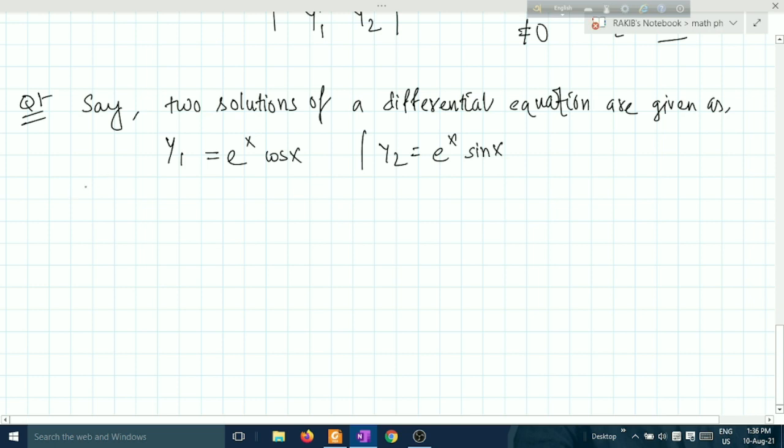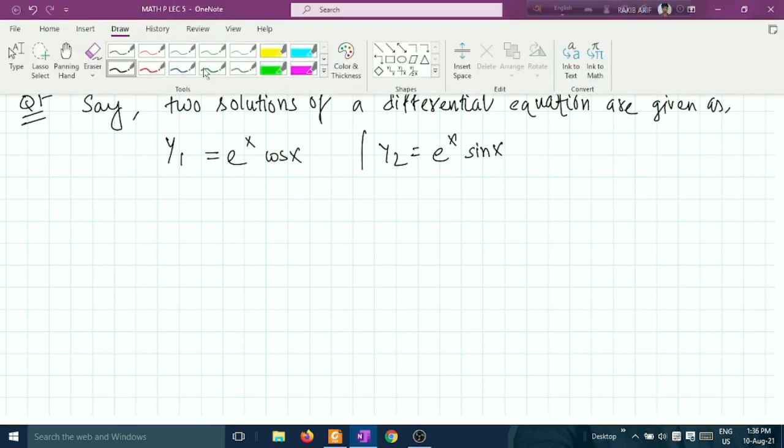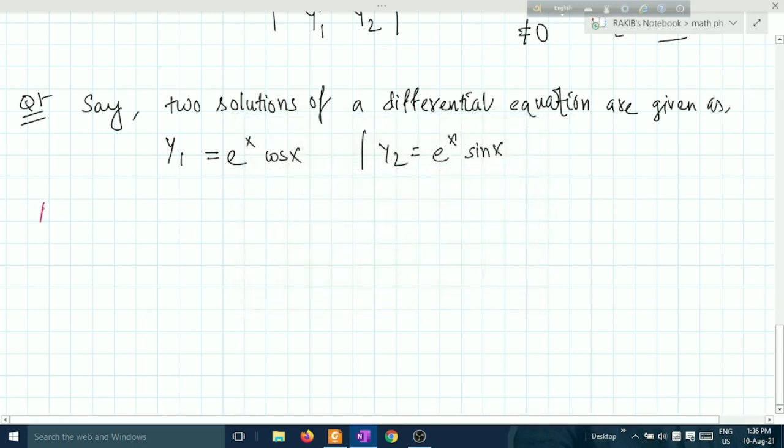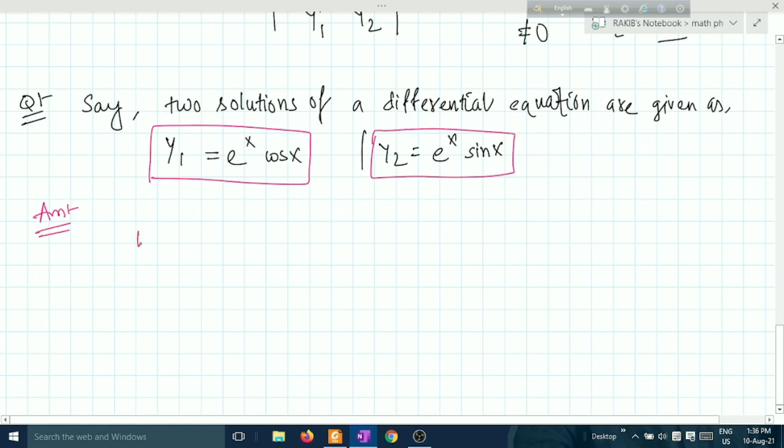To check their answer, I am writing the answer. To check whether they are linearly independent or not: there are two solutions, so there will be a 2 by 2 determinant. The Wronskian will be y1, y2, y1 prime, y2 prime. I think this is okay to you.